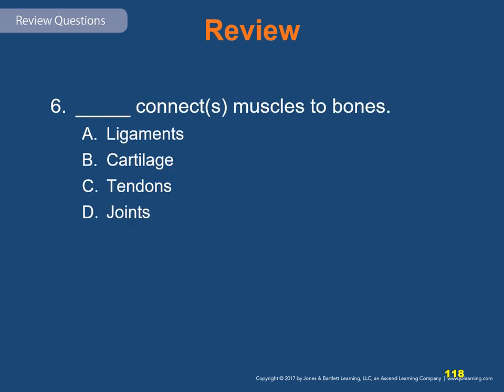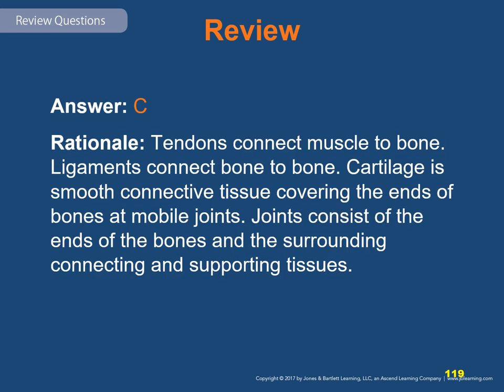Let's look at question 6. Blank connects muscles to bones. Ligaments, cartilage, tendons, and joints. If you remember that ligaments connect bone to bone, then you can probably guess which is the correct answer here. And it is C. Tendons connect muscle to bone. Ligaments connect bone to bone. Cartilage is smooth connective tissue covering the ends of the bones at mobile joints, and joints consist of the ends of the bones and the surrounding and connecting supporting tissues.